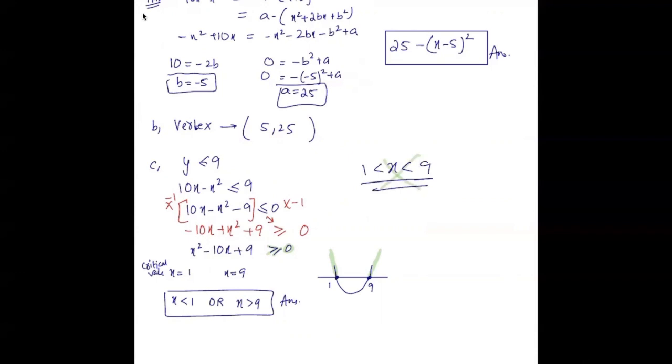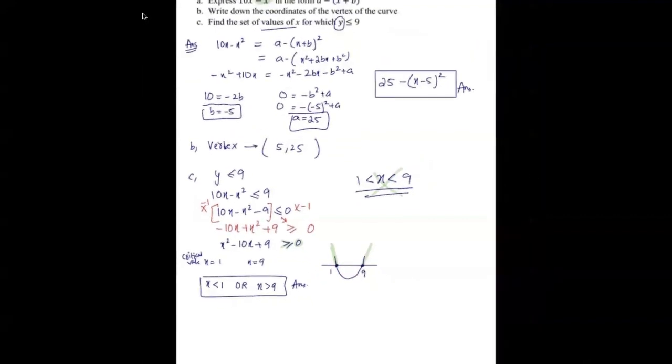It's totally up to you. Why are you writing it separately, like x is less than 1 or x is greater than 9? Because the values of x less than 1 and greater than 9 are not continuous. There is a gap in between, these points are apart. Okay, so that's all for today's lecture.